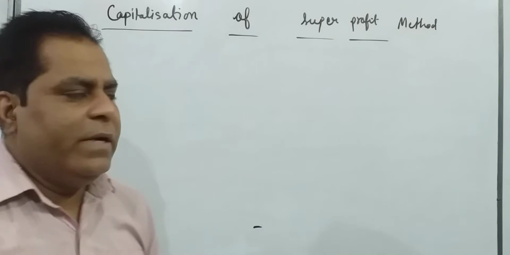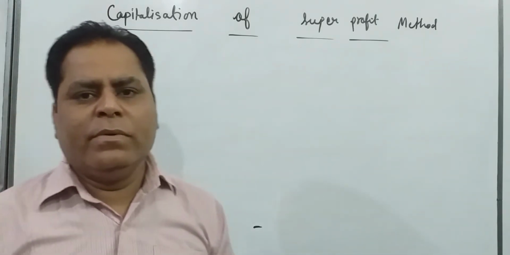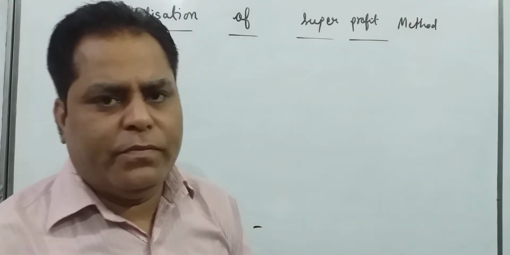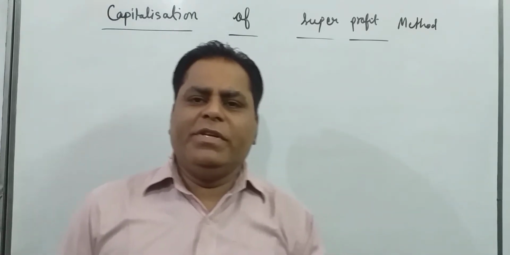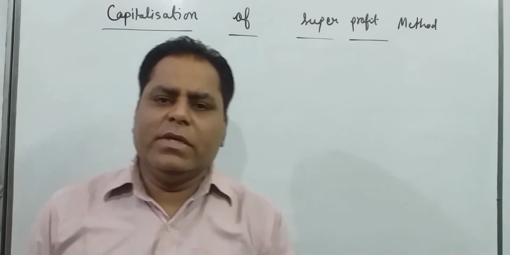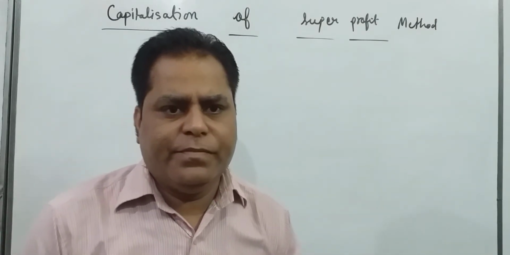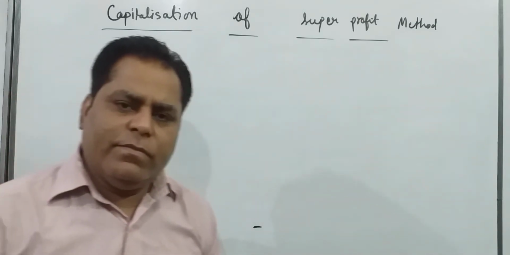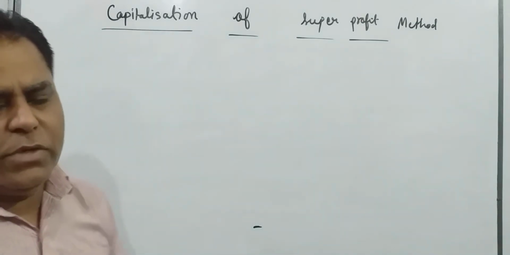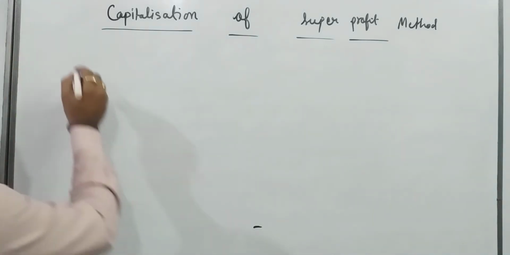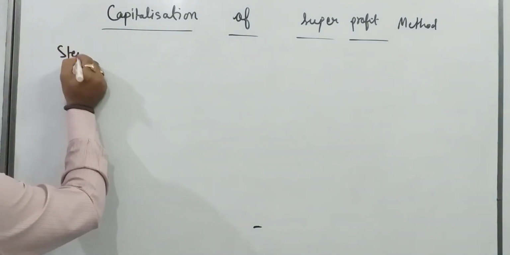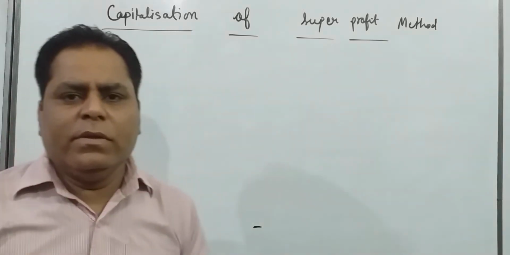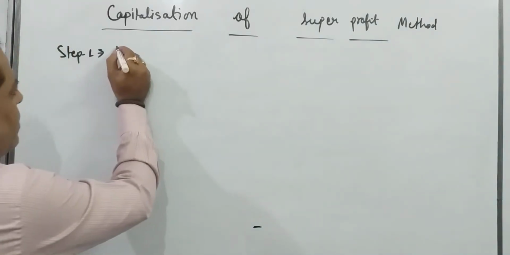So student, you know that under this method we first determine super profit, and how we determine super profit we have discussed already in the super profit method. Now I am simply applying the formula and solving the question. Listen carefully. Your first step is to determine normal profit. How? See carefully.